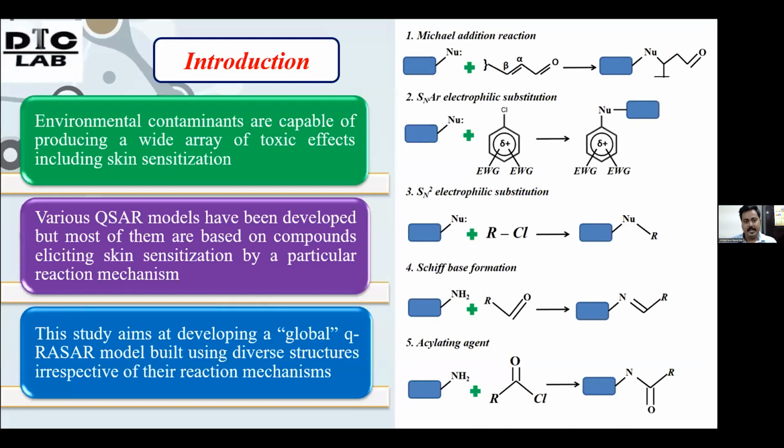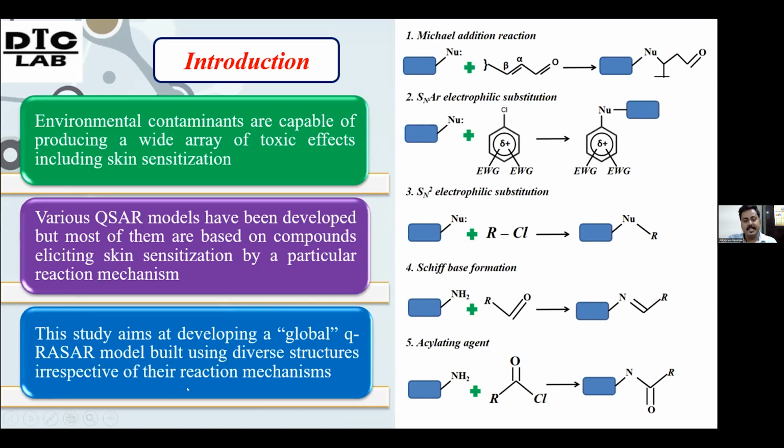Now, in the environment, there are various kinds of compounds that can cause a wide array of toxic effects, and one such toxic effect can be skin sensitization potential. In the past, various QSAR models have been developed, but most of them have been classification-based models. Some were regression-based models, but they concentrated only on a specific type of reaction mechanism, which we have shown on the right-hand side.